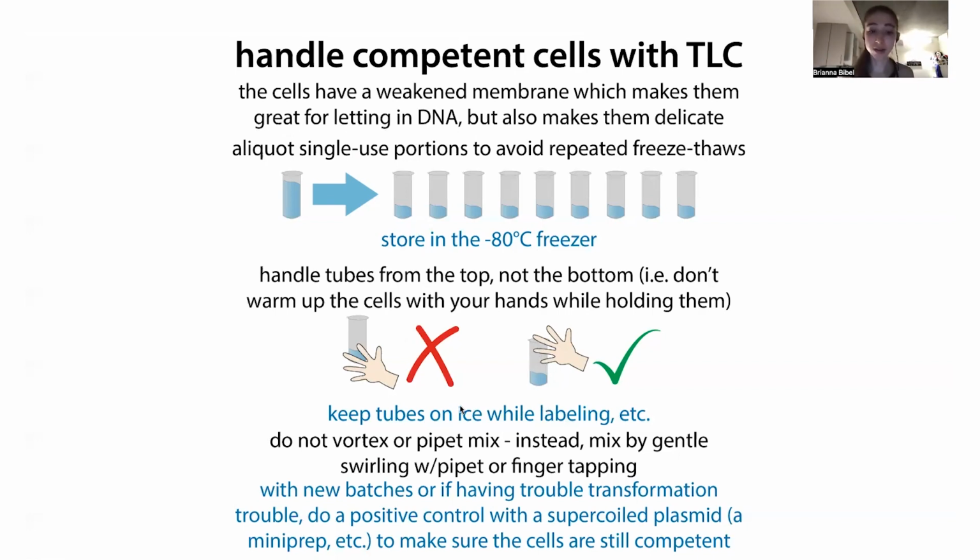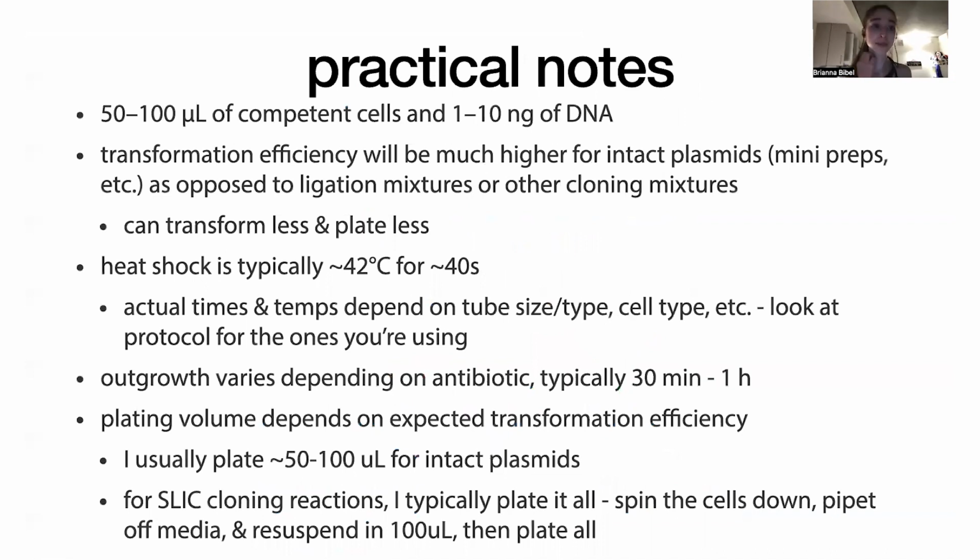And we already talked about how you don't want to vortex or pipette mix. Instead, mix by gently shaking, swirling it with the pipette tip or tapping it with your finger. And then, as I mentioned, if you're having trouble, you might want to do some sort of positive control to make sure the cells are still okay.